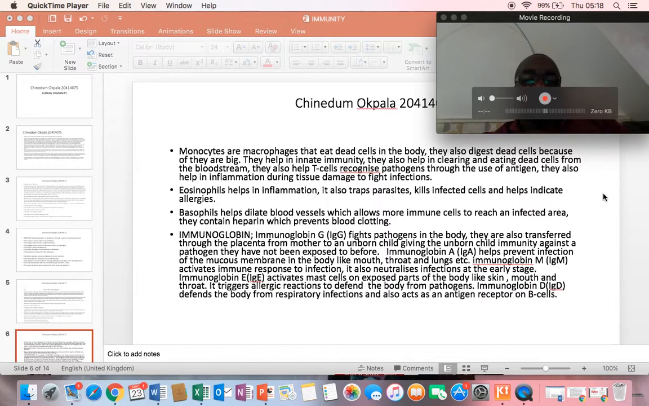They help T cells recognize pathogens through the use of antigen. They help in inflammation during tissue damage to fight infections.